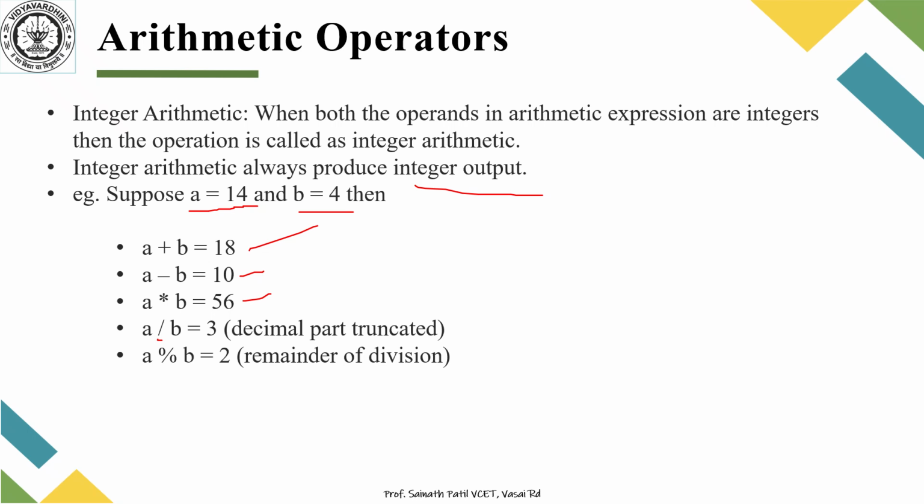that is 14 divided by 4. The decimal part is truncated; it gives only an integer, that is, the result without the decimal part. Then a percent b, percent is nothing but modulo division, a modulo b gives the remainder of 14 divided by 4. That is the modulus division.